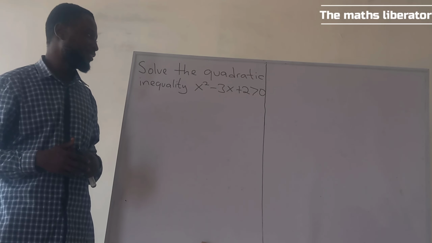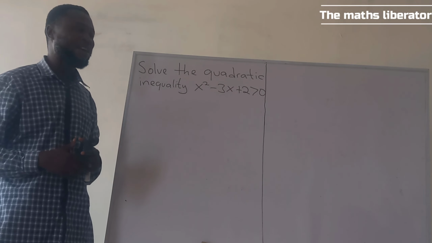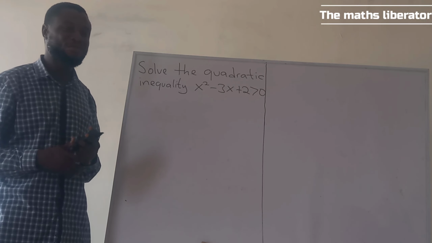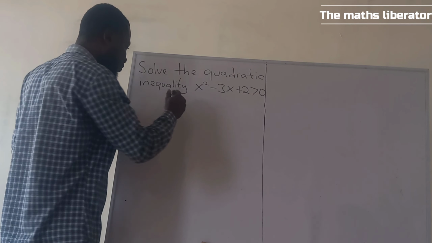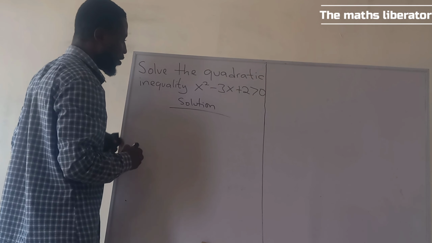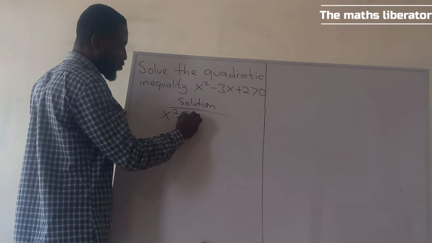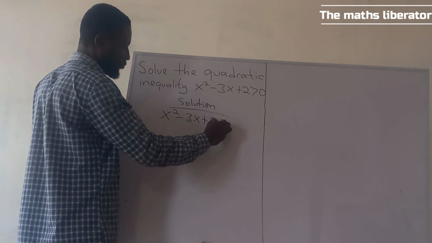Let's solve this question. Very, very simple. The quadratic inequality x squared minus 3x plus 2 greater than 0. Very simple. Let's solve this. So, solution. First of all, let's rewrite the quadratic inequality being given.